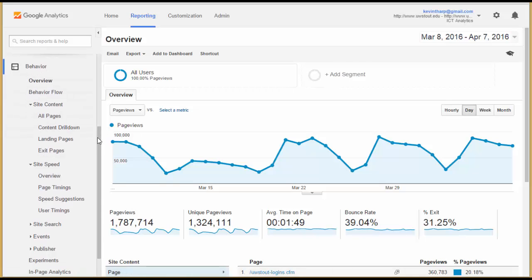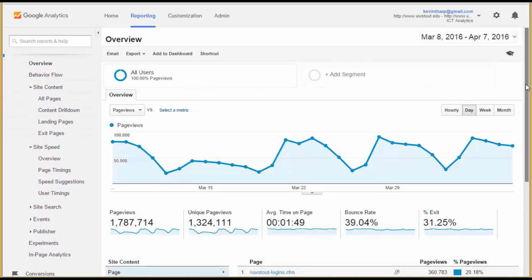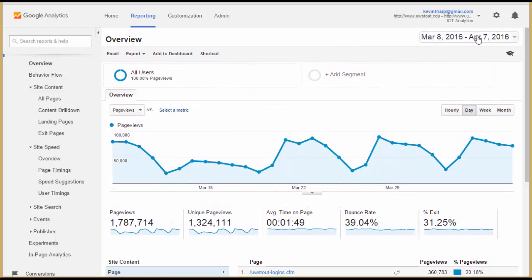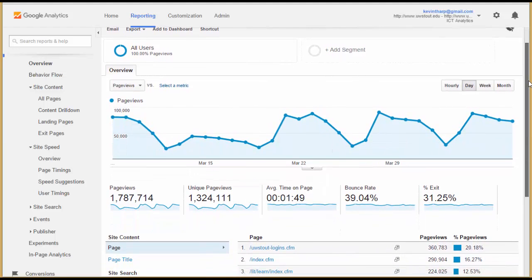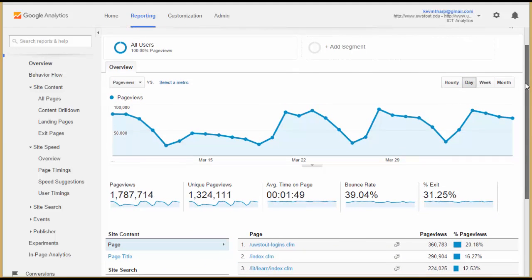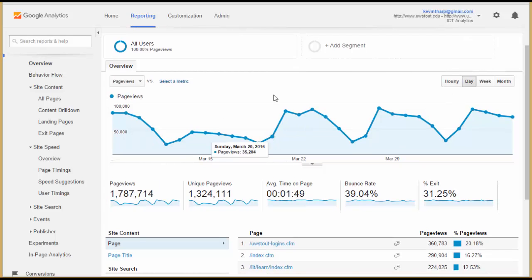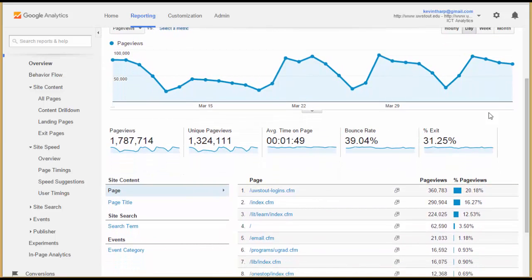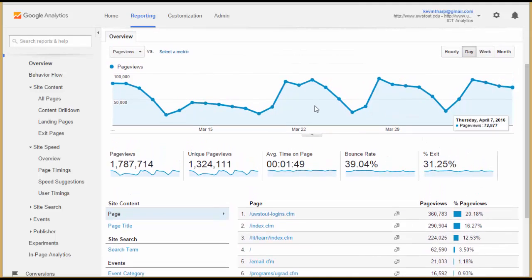What the overview report does is show you everything that's going on. Here we're working with 1 month of data on the site, and it's going to show you the typical things you would like to see: page views, unique page views, time on page, etc. Bounce rate is always important. Exit. Those are all good metrics to know and understand. And up here we've got a graph of traffic, and this is over a week.